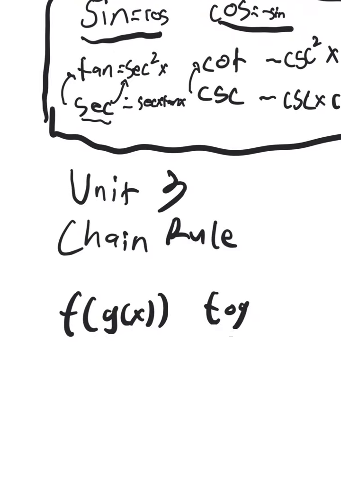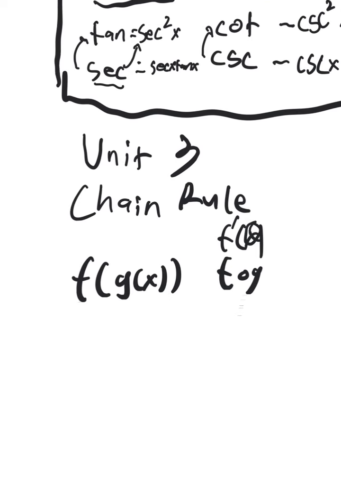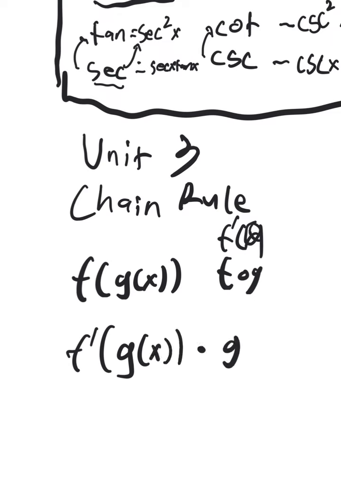To take the derivative, it's not as simple as just f prime of g of x, because g of x is not just x. If it was f prime of x, we wouldn't have to do anything, right? But since the g of x is replacing the x here, we're going to need to add an additional step. For the chain rule, you take the derivative of the outer function, so f prime, and then you leave the inner function as is. You leave it untouched, but then you multiply by the inner function's derivative.